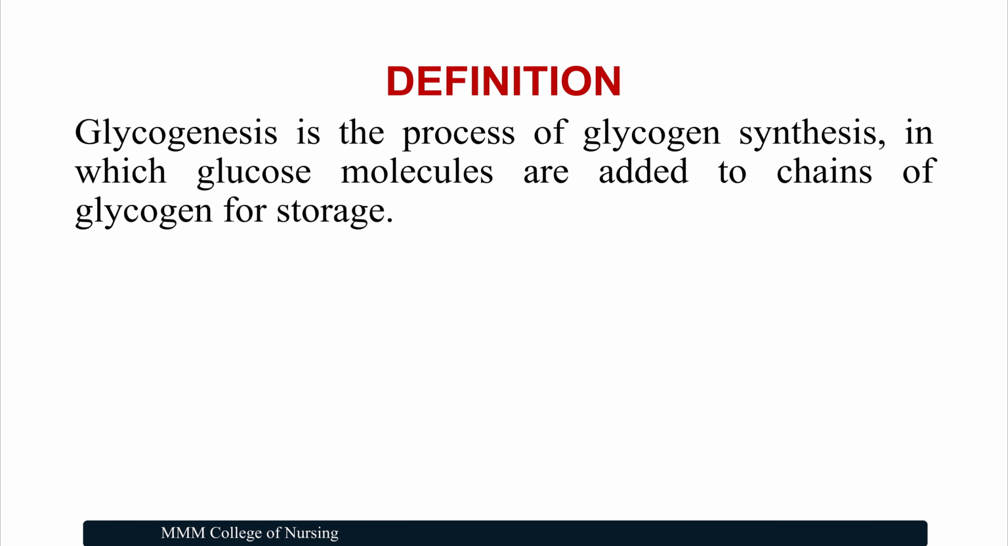Now we'll see the definition of glycogenesis. Glycogenesis is defined as the process of glycogen synthesis in which glucose molecules are added to chains of glycogen for storage. So, glycogen is a large, highly branched polysaccharide, meaning it is made up of many glucose units all linked together. When the body has excess glucose, it keeps adding glucose units one by one to build up this large glycogen molecule. The entire process of building up glycogen from glucose is what we call glycogenesis.